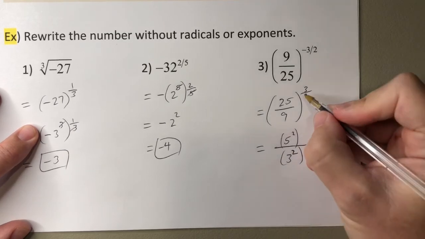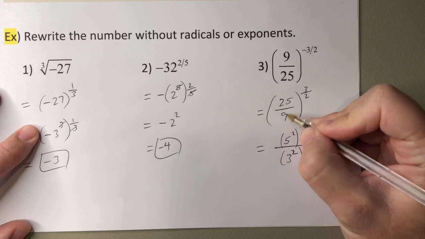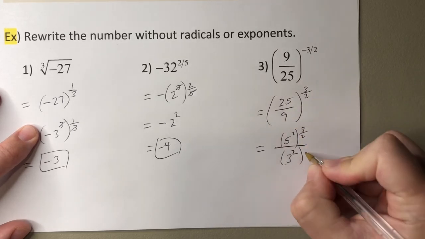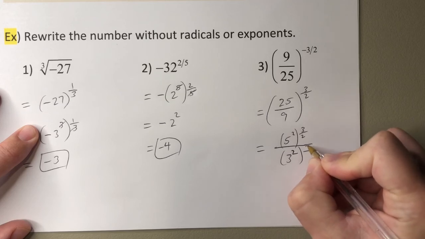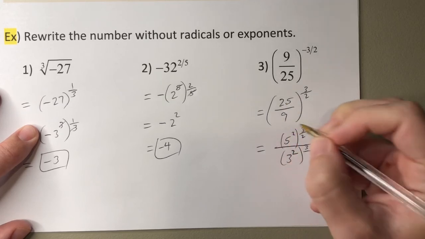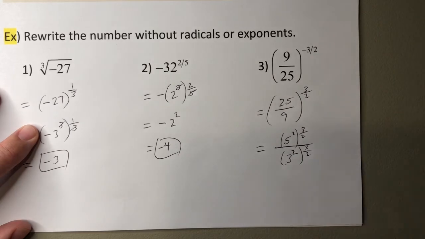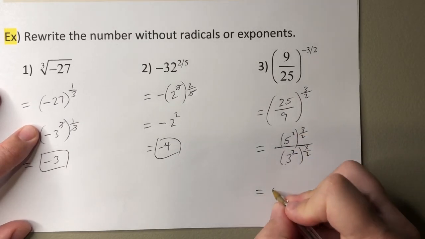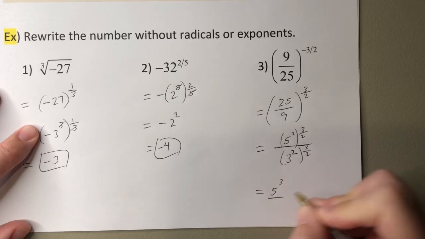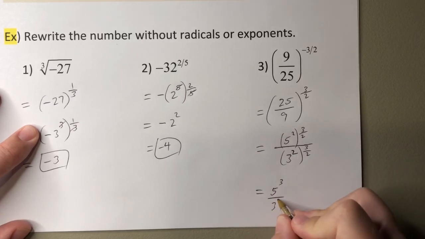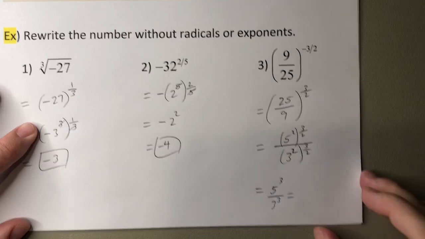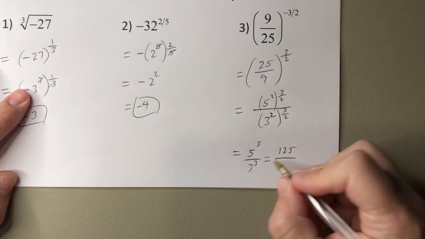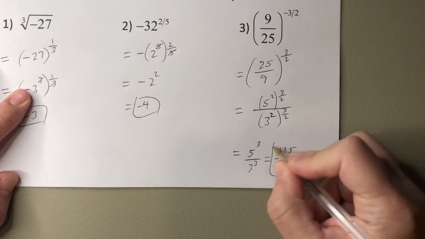And, well, you have a quotient, 25/9, to an exponent, which means that exponent really is getting placed on every single part of that quotient. So it looks like that. Now, what do we do? Power of a power, multiply exponents. So you get 5 cubed all over what? 3 cubed, which is the same as what? 5 cubed, 125, all over 3 cubed, which is 27.